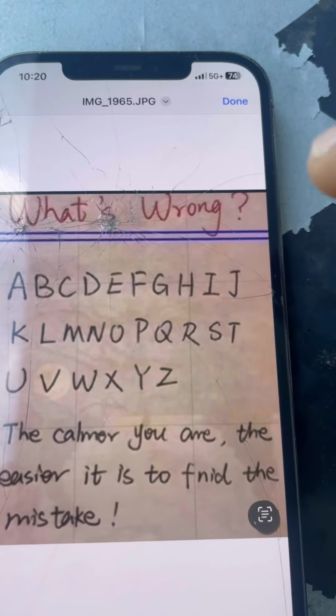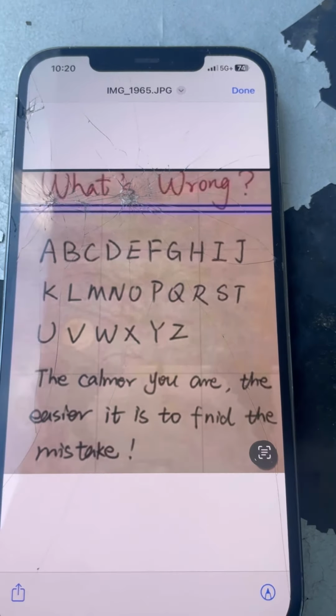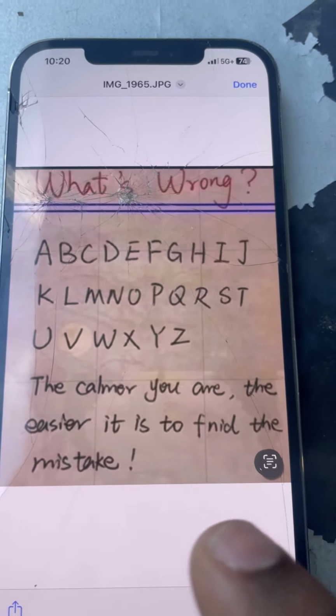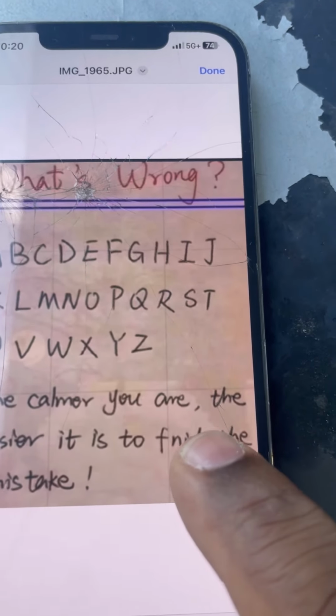They give you all this: A, B, C, D, F, G, H, I, J, K, L, M, P, Q, R, S, T, U, V, W, X, Y, Z. Then it says, the calmer you are, the easier it is to find the mistake. A lot of people read over this right here.